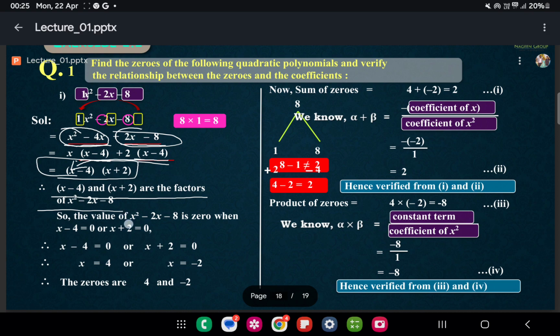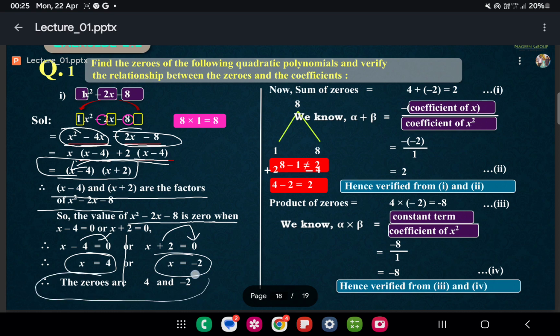So the value of x square minus 2x minus 8 is 0 when x minus 4 equals 0 or x plus 2 equals 0, as we did in the last problem. Here x minus 4 is equals to 0. Shift the minus 4 to the right hand side, you will get x is equals to 4. Shift the plus 2 to the right hand side, you will get x is equals to minus 2. The zeros of the polynomial are 4 comma minus 2. It means that 4 and minus 2 are the zeros of the polynomial.